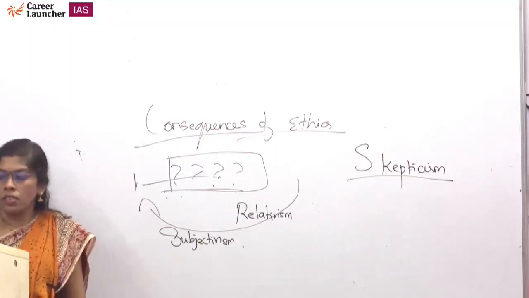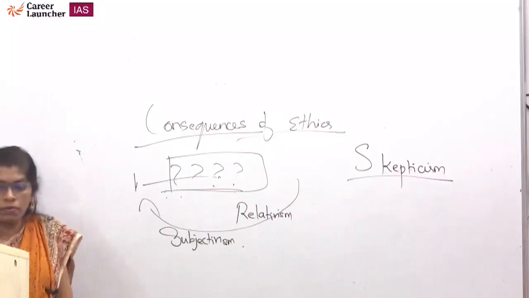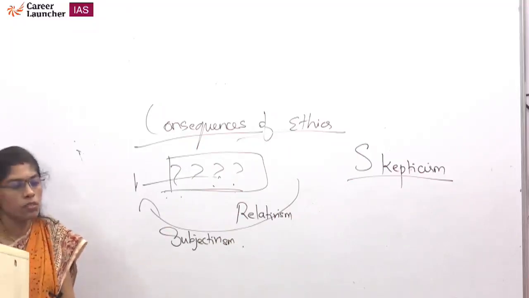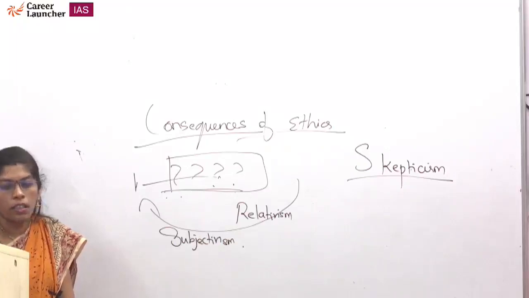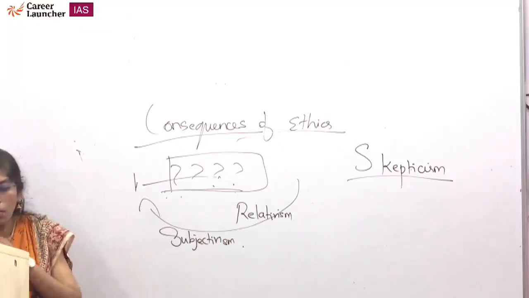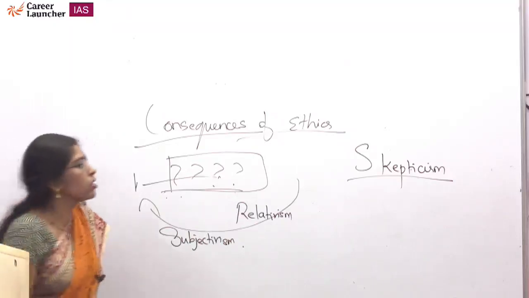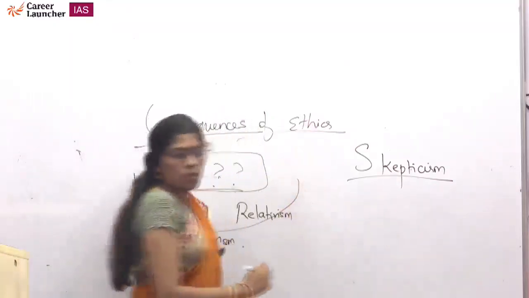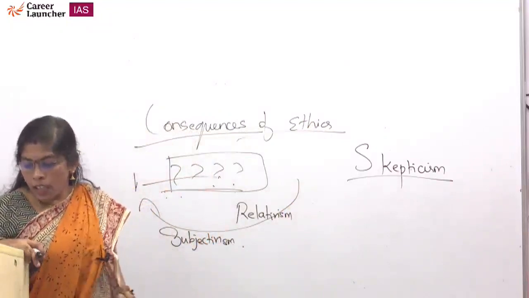Okay, ethical objectivism. It says that the moral truth exists independently from opinion. Then write about moral absolutism. First one, I'll repeat it once we complete. So first we have done moral objectivism. It says that moral truth exists independently from opinion.